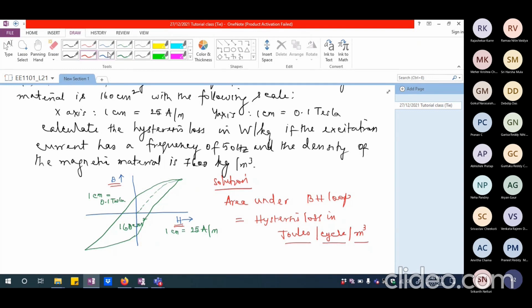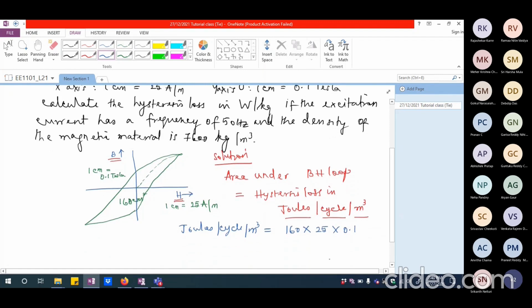So first of all, let us try to calculate that, in joules per cycle per meter cube. What we can calculate as hysteresis loss will be 160 centimeter square multiplied by the scale of the x-axis and y-axis in terms of what is represented by 1 centimeter. So that is 25 ampere per meter multiplied by 0.1 Tesla.